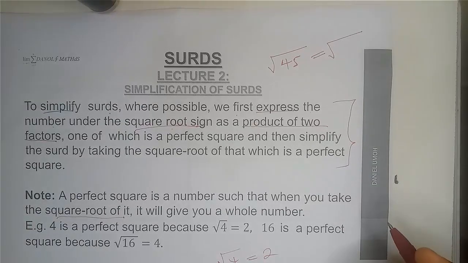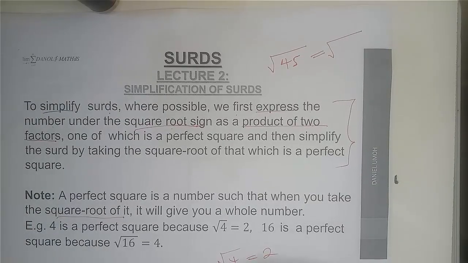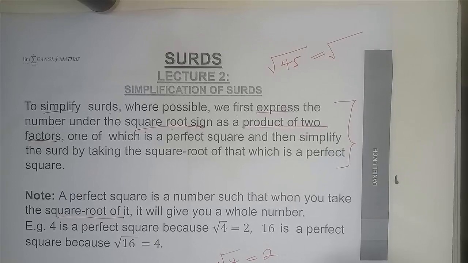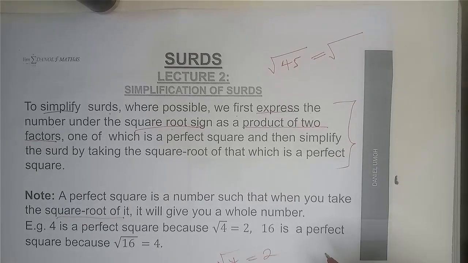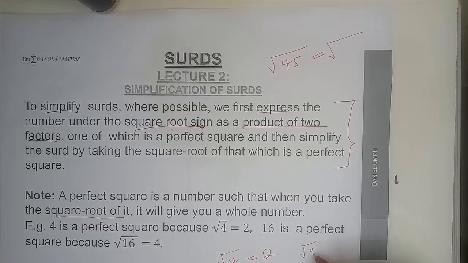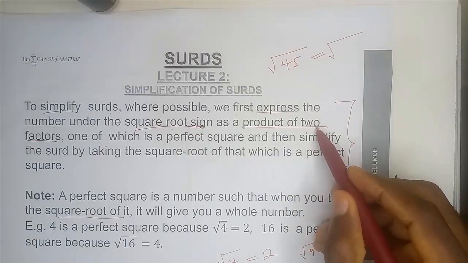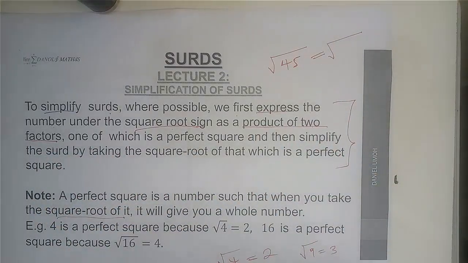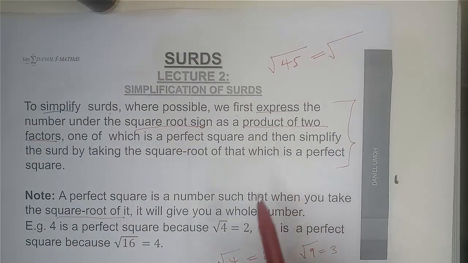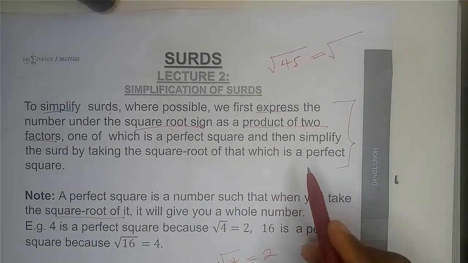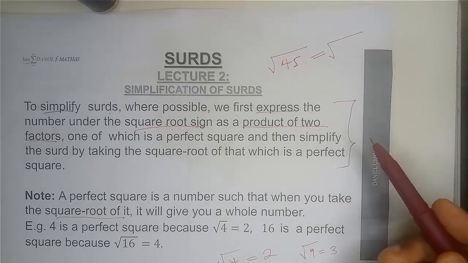16 is a perfect square. Why? Because the square root of 16 is what? 4. 9 is a perfect square. Because the square root of 9 is what? 3. So you see, whenever you are simplifying surds, you need to first express the number under the square root sign as a product of two factors, one of which must be a perfect square, and then you proceed to simplify by taking the square root of that perfect square.